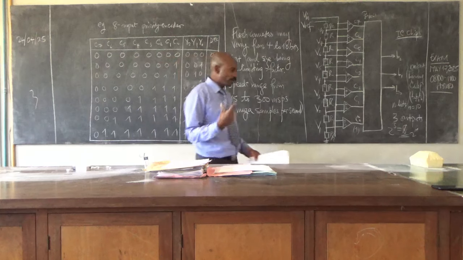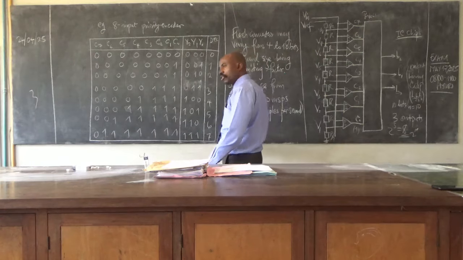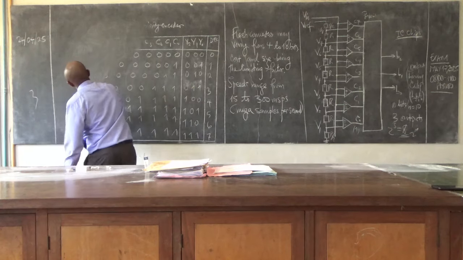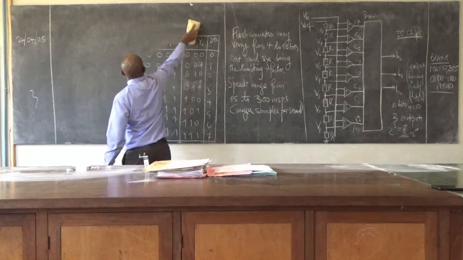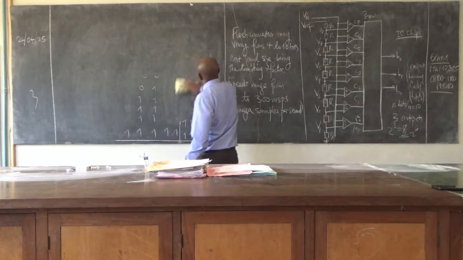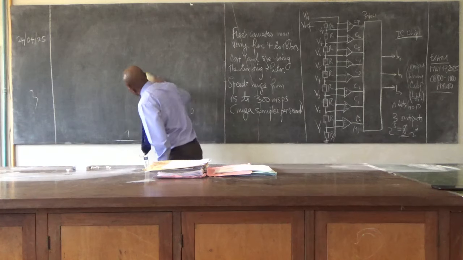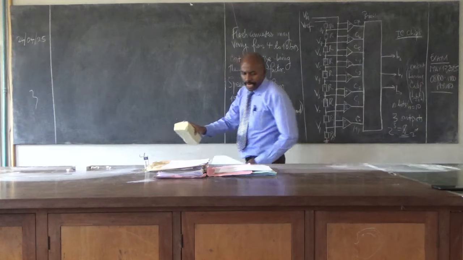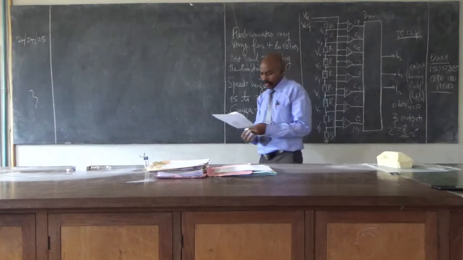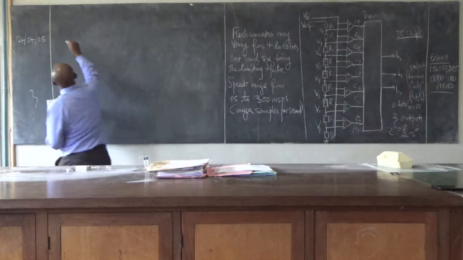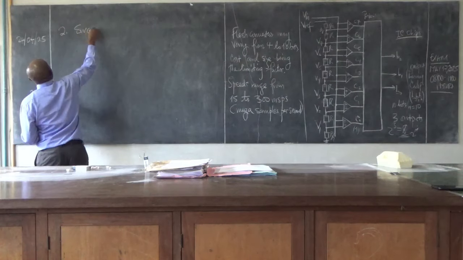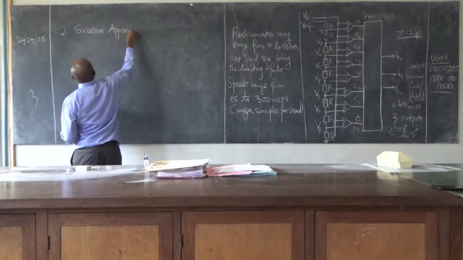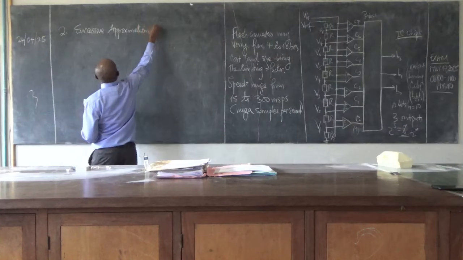So we got the second one, which is slower than this one. And this is the successive approximation converter.